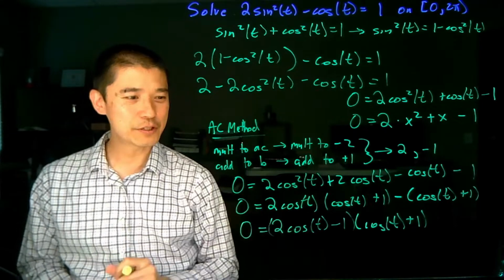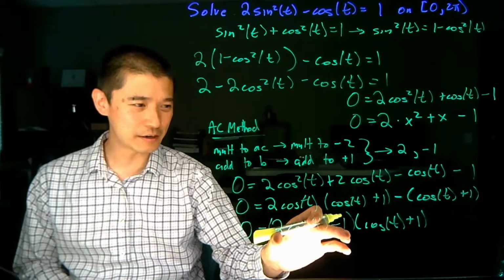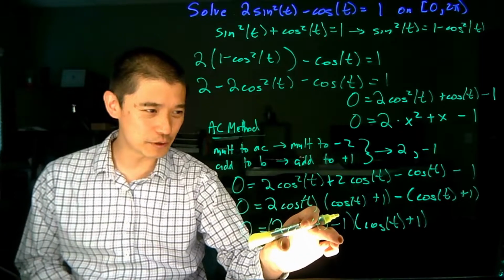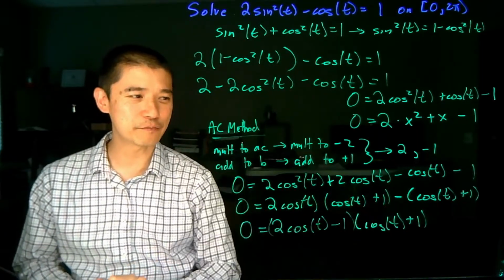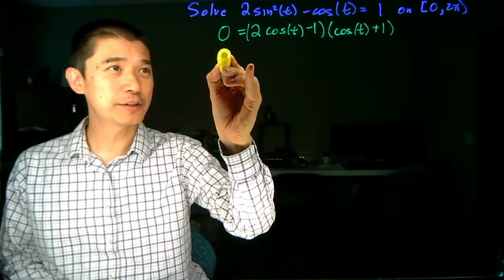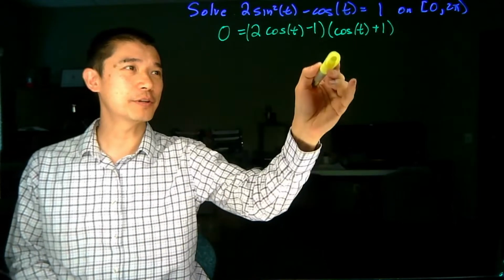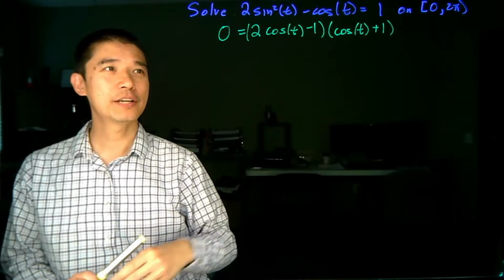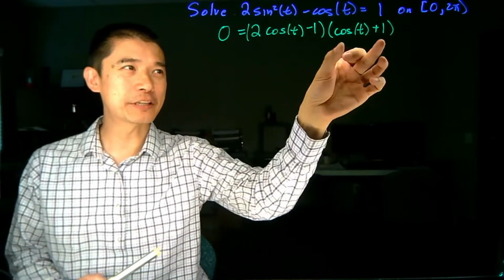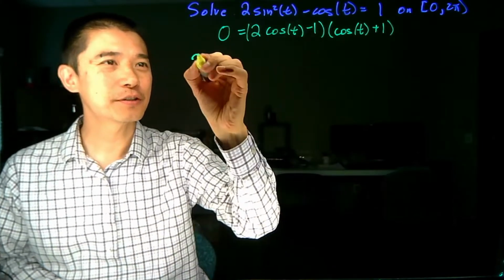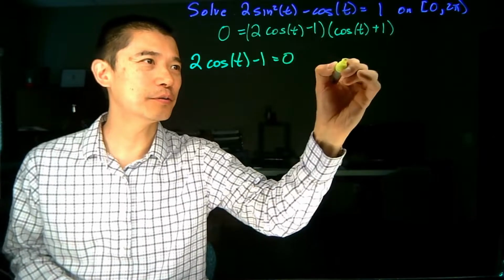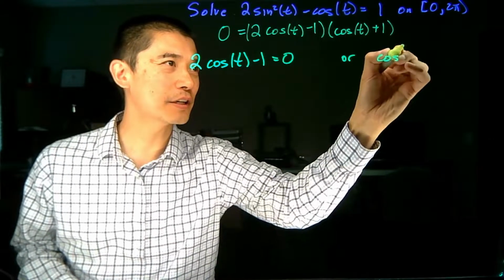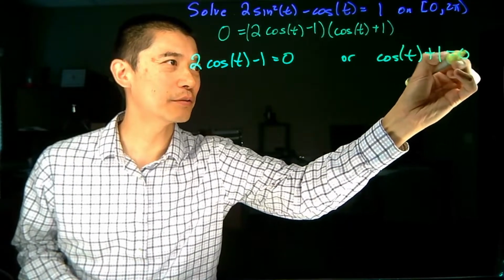And here's where we can use the zero product property. We've now got this times this is equal to 0, so one of these two things must be 0. We're out of space here, so I'm going to erase the board and give myself more space and pick up from there. Okay, so here we are with 0 equals 2 cosine t minus 1 times cosine t plus 1. And by using the zero product property, we're going to set each of these equal to 0. So 2 cosine of t minus 1 is equal to 0. Or we could have cosine of t plus 1 equals 0.